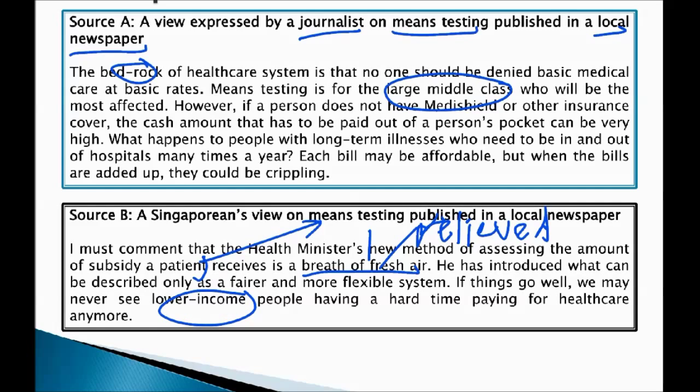So do you see a similarity already when you talk about it like that? These are some of the points that you can do. You can actually annotate, make notes, before you dive into the question itself. Now that we have read, in your mind, please think, I'm not going to give you the answer yet. Is source A saying that means testing is effective? Or is source B saying that means testing is effective? You will need this later.